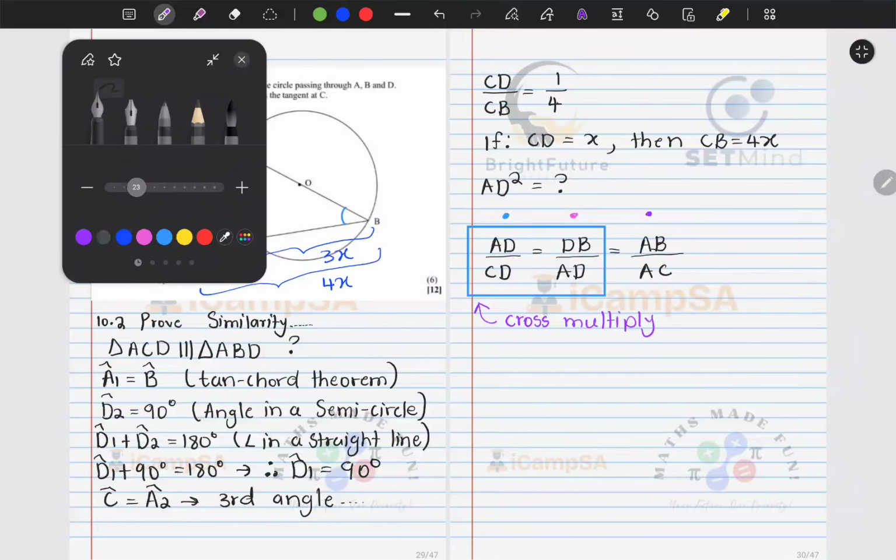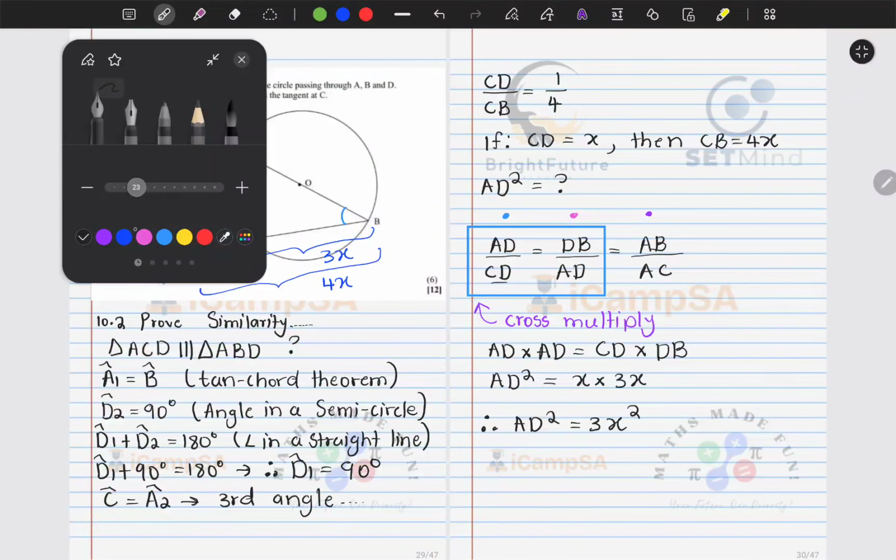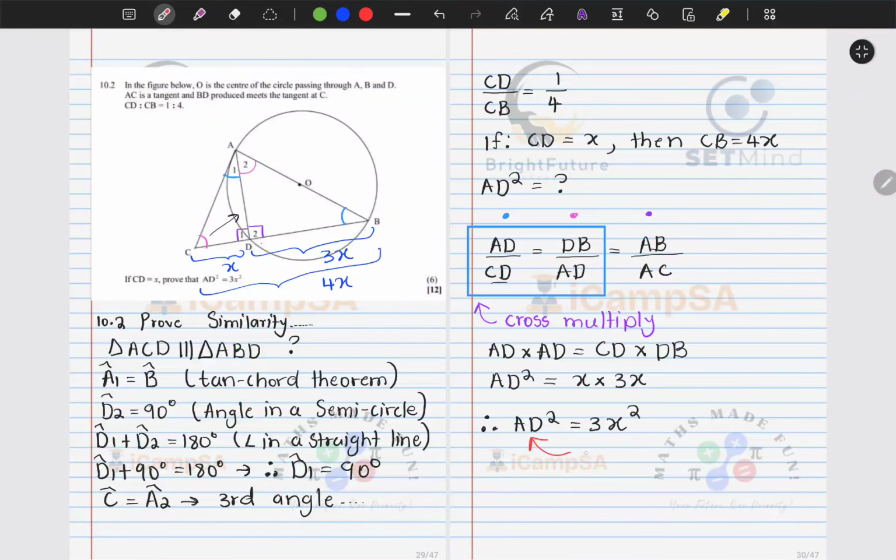So if you cross multiply, you'll end up having AD multiplied by AD equaling CD multiplying DB. So you'll see that you'll have AD squared equaling CD, if you look carefully, that is X multiplied by DB, you will see that that is 3X. So therefore, if you look carefully, your AD squared will simply be 3X squared. And this here becomes your answer.